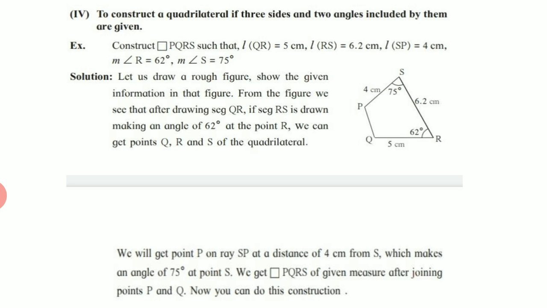From the figure we see that after drawing segment QR, if segment RS is drawn making an angle of 62 degree at the point R, we can get point Q, R and S of the quadrilateral. We will get point P on ray SP at a distance of 4 cm from S, which makes an angle of 75 degree at point S. We get rectangle PQRS of given measures after joining the point P and Q. Now you can do this construction.